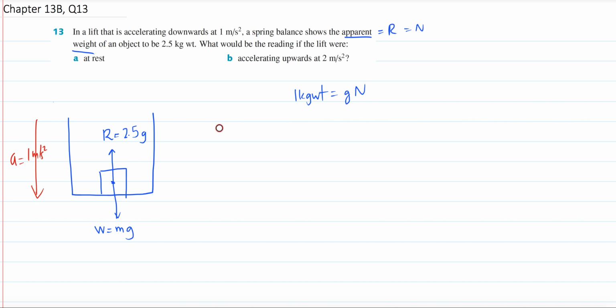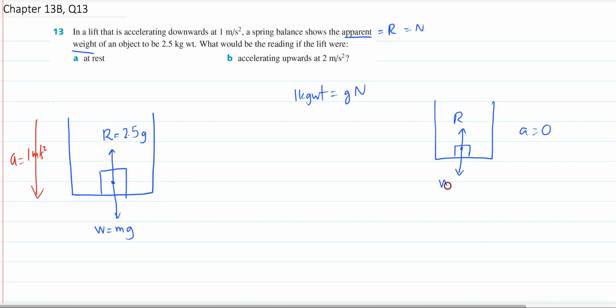Okay, now if you want to find the reading, the normal force, when the lift is stationary, so if the lift is stationary and it's asking you for your reaction force, the apparent weight, then of course acceleration is 0, which means your reaction force is just equal to your weight force, which means reaction force, the apparent weight, is equal to mass times gravity.